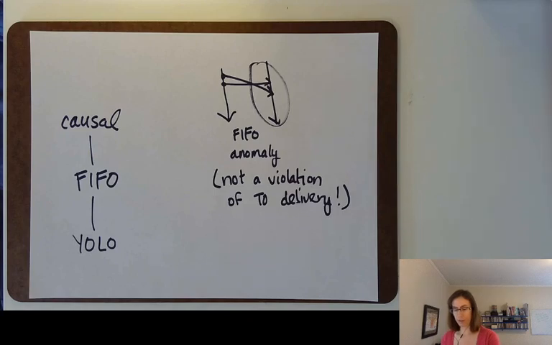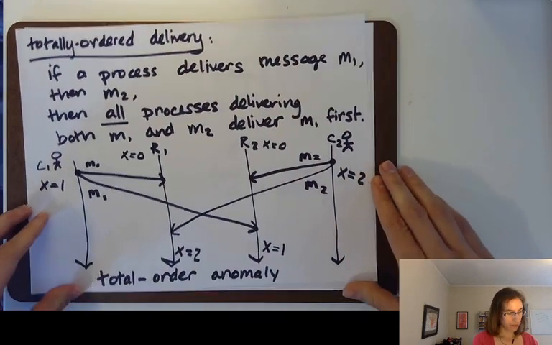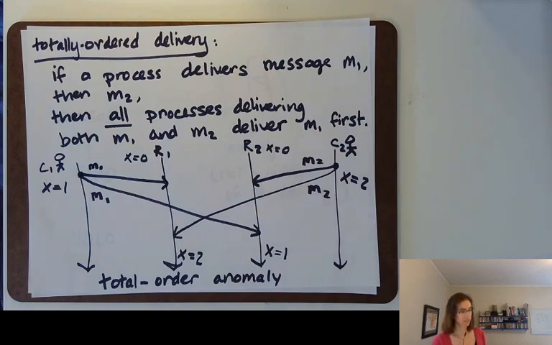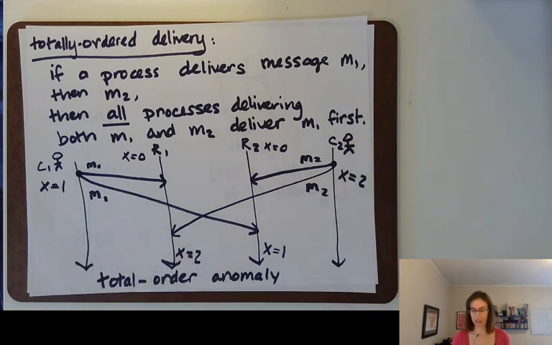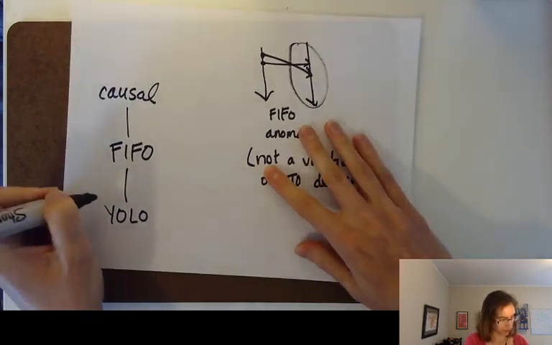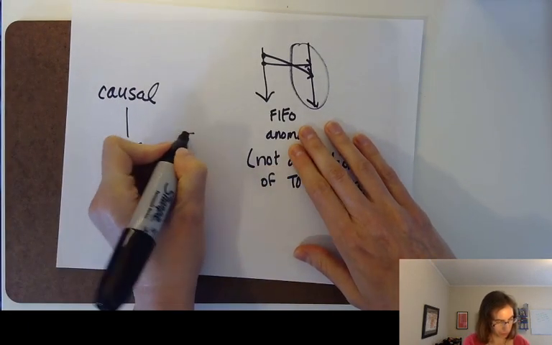So back to our example here, where we had these two clients and two replicas. Is there anything here that's a FIFO violation? Nope. There's not a case here where the same process sends two messages to the same receiving process. So there's no FIFO violation in this picture either. So our hierarchy of delivery guarantees is actually going to look like this. There's actually going to be a separate branch here for totally ordered delivery.